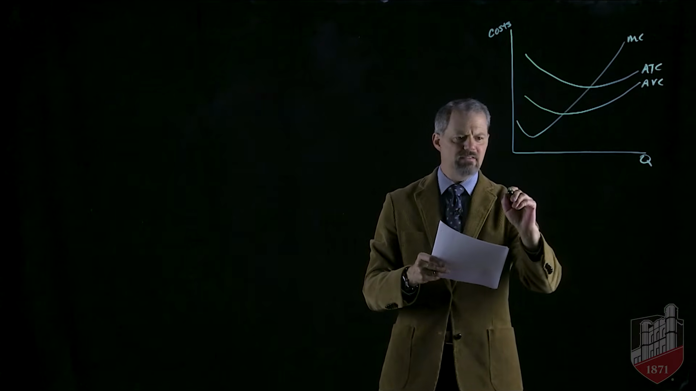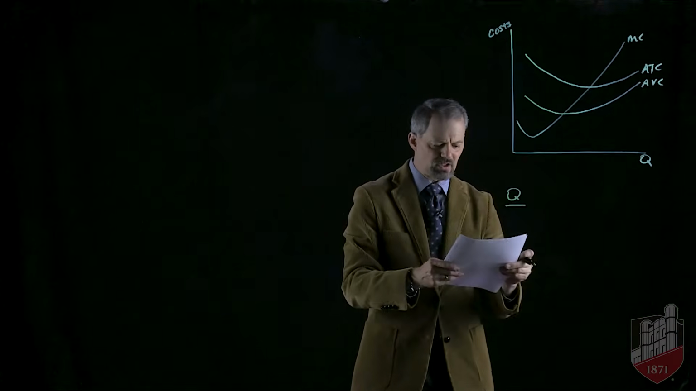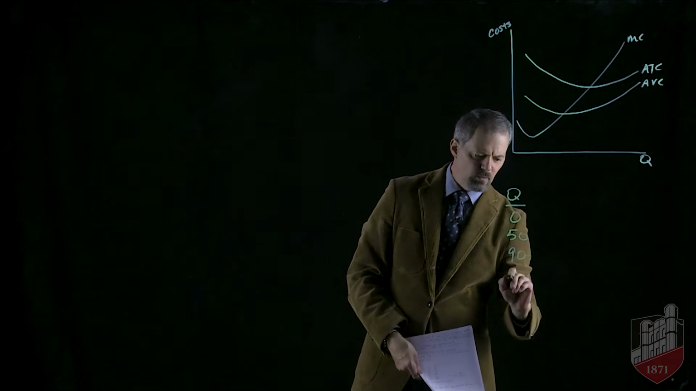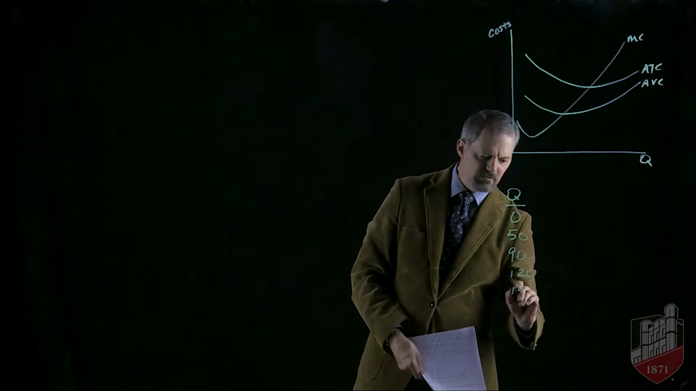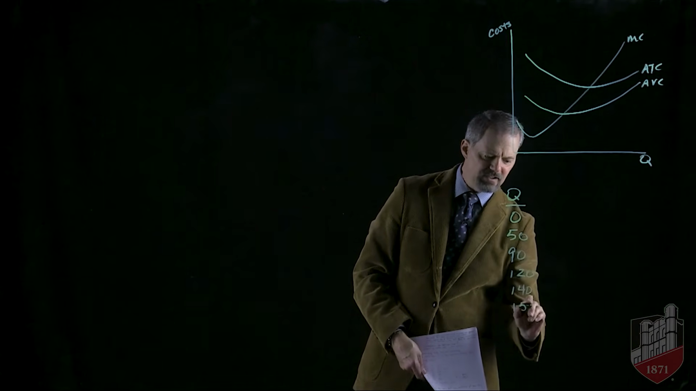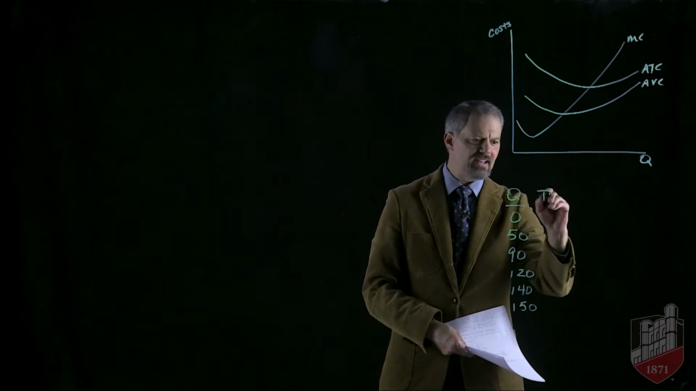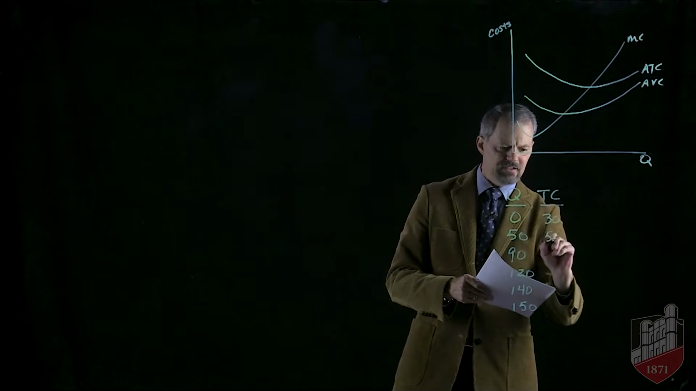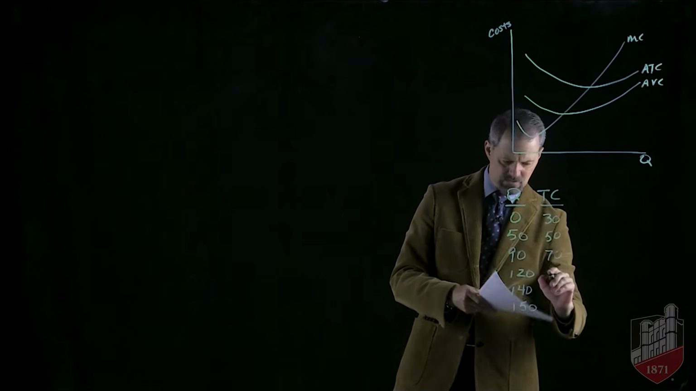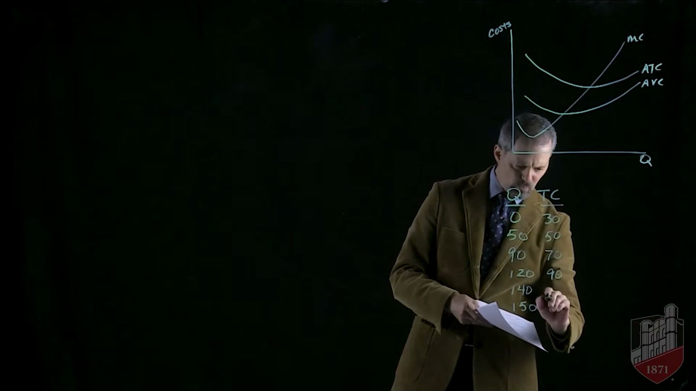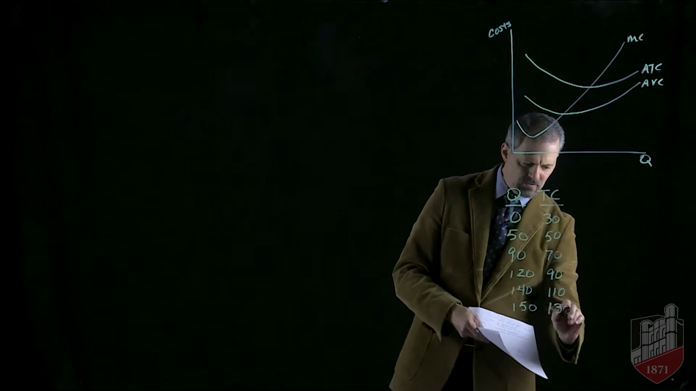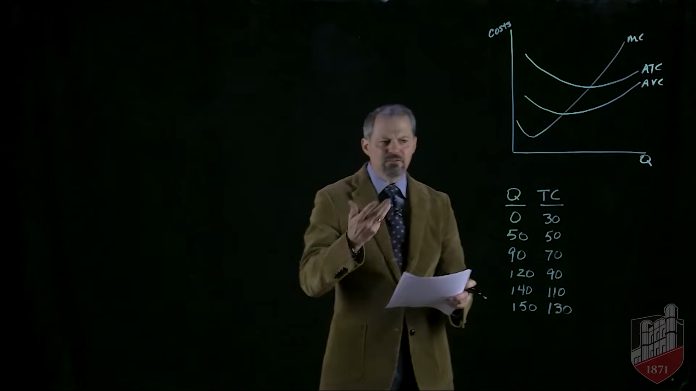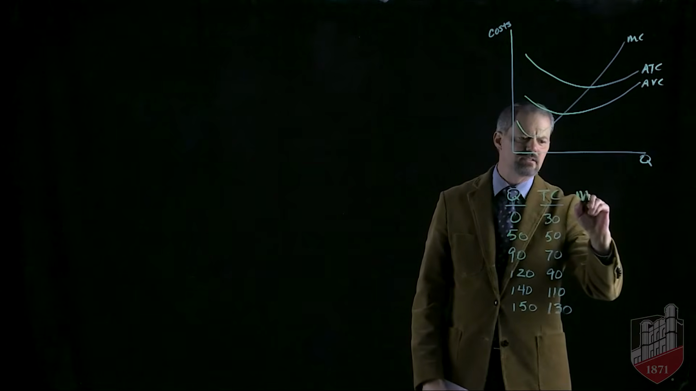Let's go back to that previous table. That previous table looked like this. I had quantity at 0, 50, 90, 120, 140, and 150. And then our total cost, that last column in that table, looked like this: 30, 50, 70, 90, 110, and 130. So there's our total cost.